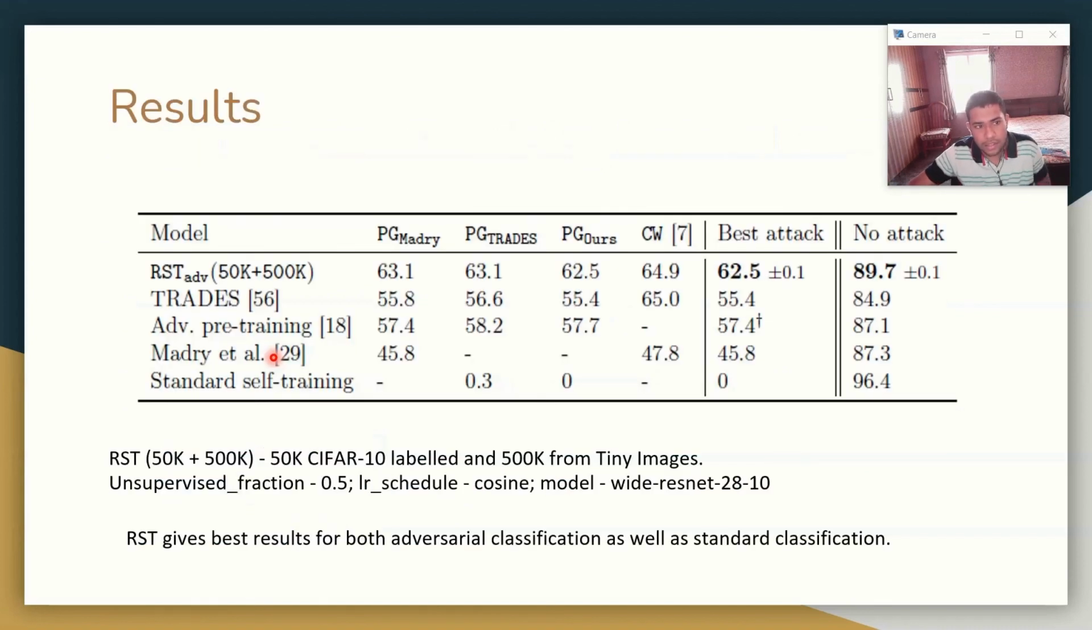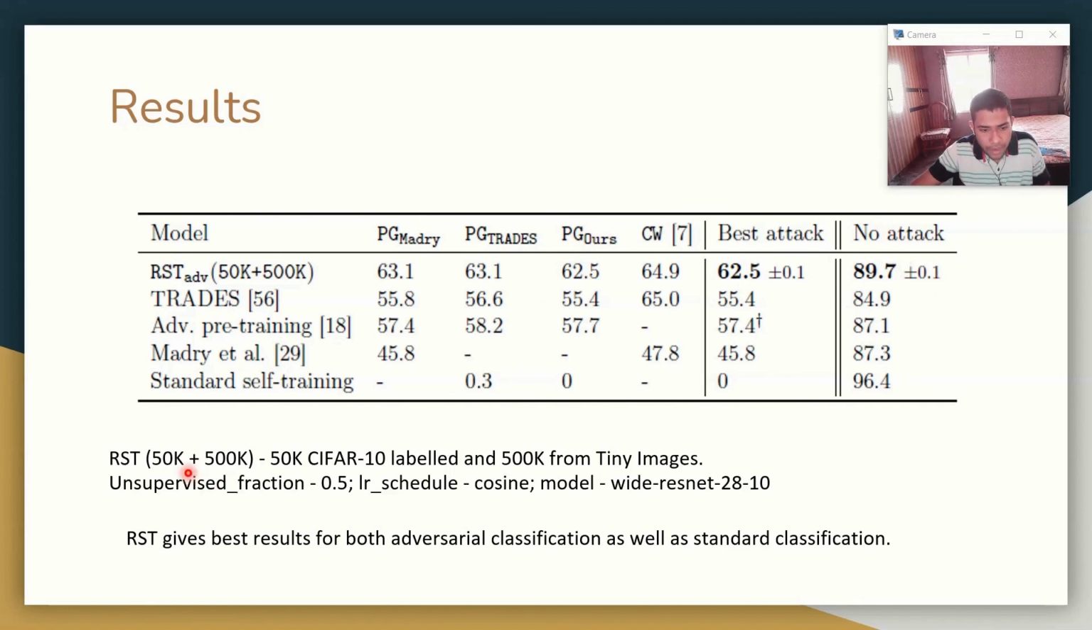So this is what the paper proposes, and the results are summarized in this table. In the rows we have different comparing algorithms along with the state-of-the-art method, RST-ADV, which is robust self-training using 50k labeled samples and 500k unlabeled samples. In the columns we have different kinds of attacks, which are projected gradient descent attacks of different kinds based on the hyperparameters used. That's why they're named Madry, TRADES, and Ours. Ours is the projected gradient descent proposed in this paper, CW is the Carlini-Wagner attack, and then there is the best attack, which in this case is the PGD-ours attack, and then no attack. No attack means it's standard classification.